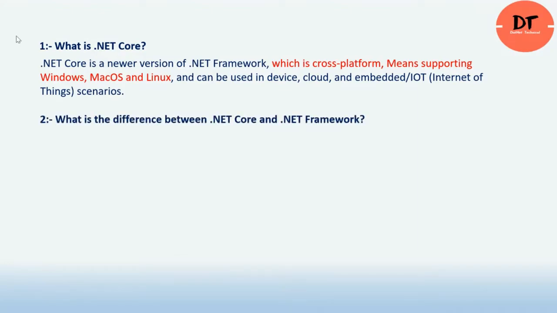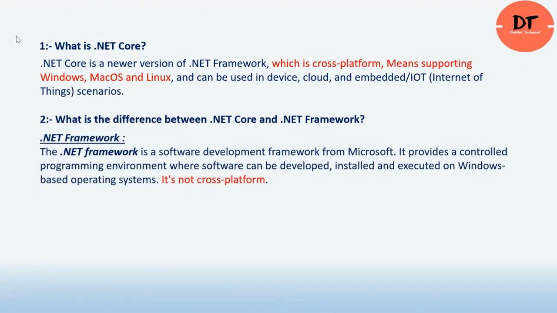Next one. What is the difference between .NET Core and the .NET Framework? The .NET Framework is a software development framework from Microsoft. It provides a controlled programming environment where software can be developed, installed, and executed on Windows-based operating systems. It is not cross-platform, meaning it only works with Windows, not with macOS and Linux.